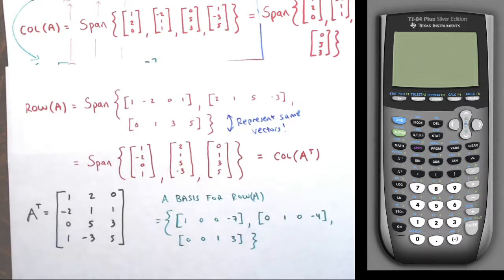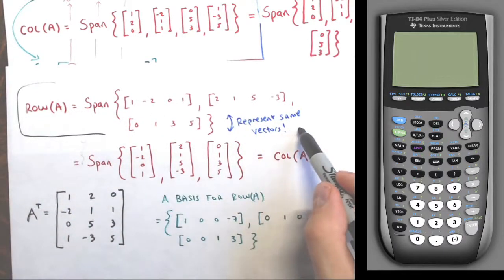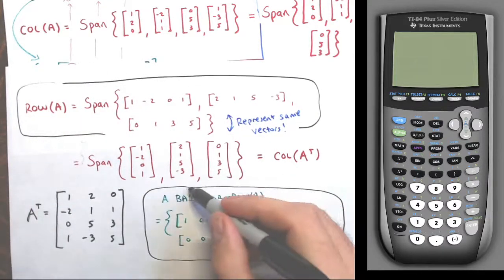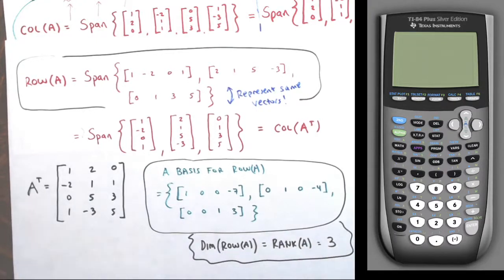Here's the row space. You can write the row space this way. Here is a basis for the row space, with all my row vectors. And then the dimension of the row space is that rank. And we see it's the same value as the dimension of the column space. See how there's three vectors in this basis? Same thing, and it should be.